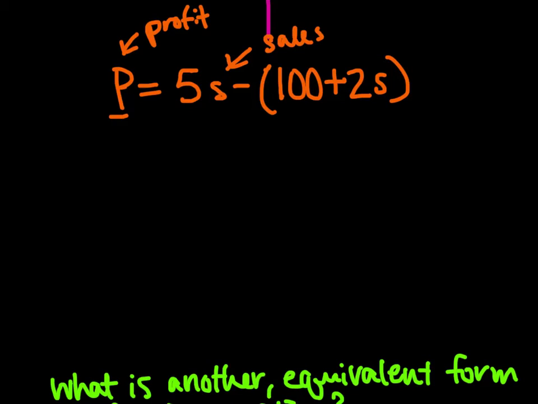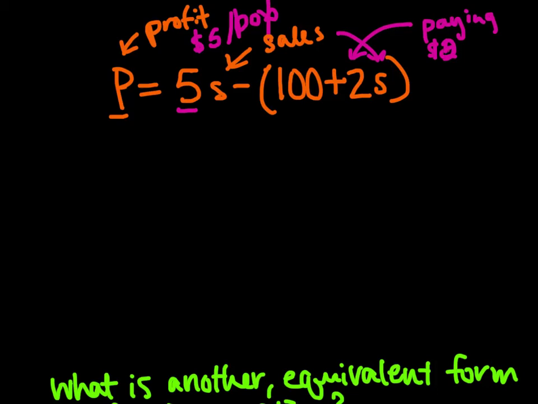So we know our profit is P and S is sales, so that works for two parts of this equation. But this 5 is representing making of $5 per box of cards, and then this 2 represents paying $2 with each box. And then they also have a flat rate that they have to pay no matter what to this company.